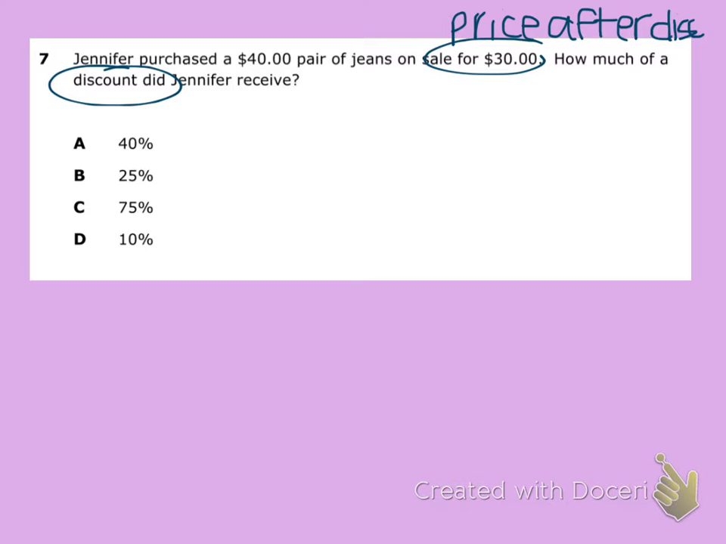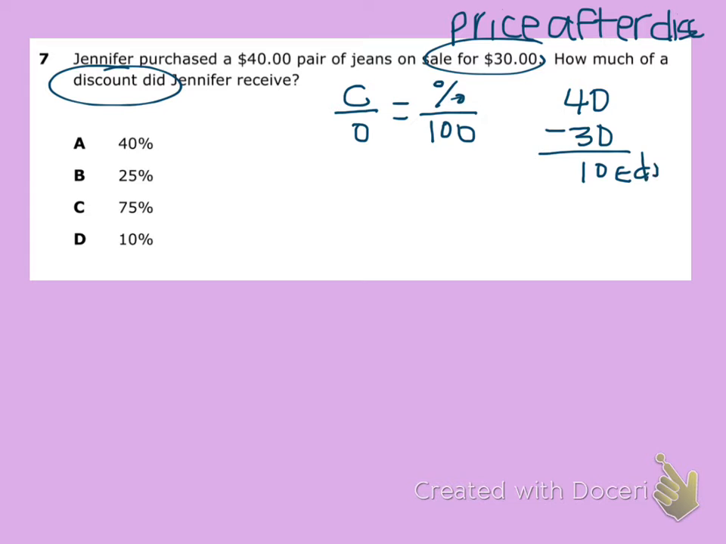So this is where we have change over original equals percent over 100, right? So it's on sale for $30. So $30 is the price that they paid. It's asking for the discount. So what was the discount on this pair of jeans? It was $10, right? So 40 minus 30 equals 10. So this is the discount, and that's what we're going to use. That was the change. We got $10 off of a $40 pair of jeans for the original price, right?